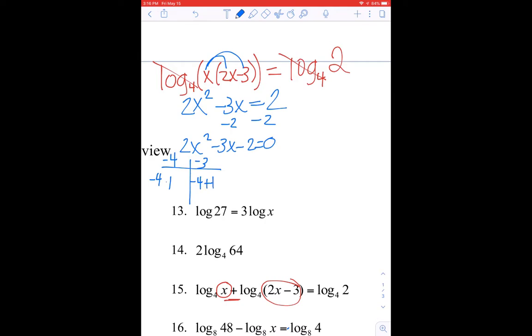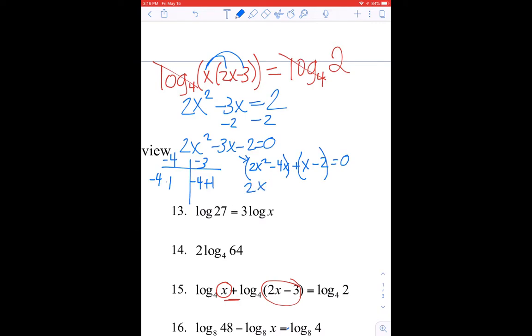So you're going to rewrite this problem over here. You're going to leave the 2x squared the same. Then you're going to split your negative 3x into negative 4x and positive 1x. So using those factors you came up with. Then minus 2 equals 0. You're going to group. This is old stuff. You're going to take out what you can.